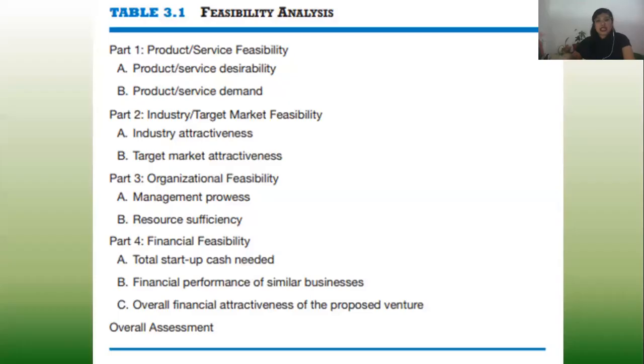And then for the feasibility analysis, here is what you are going to include. You need to have feasibility. Under that, we have the product or service desirability and demand, and then industry and target market feasibility: the industry attractiveness, target market attractiveness, organizational feasibility, the management prowess, and the resource sufficiency. And then part four is the financial feasibility: total startup cash needed, financial performance of similar businesses, then overall financial attractiveness of the proposed venture, and overall assessment.